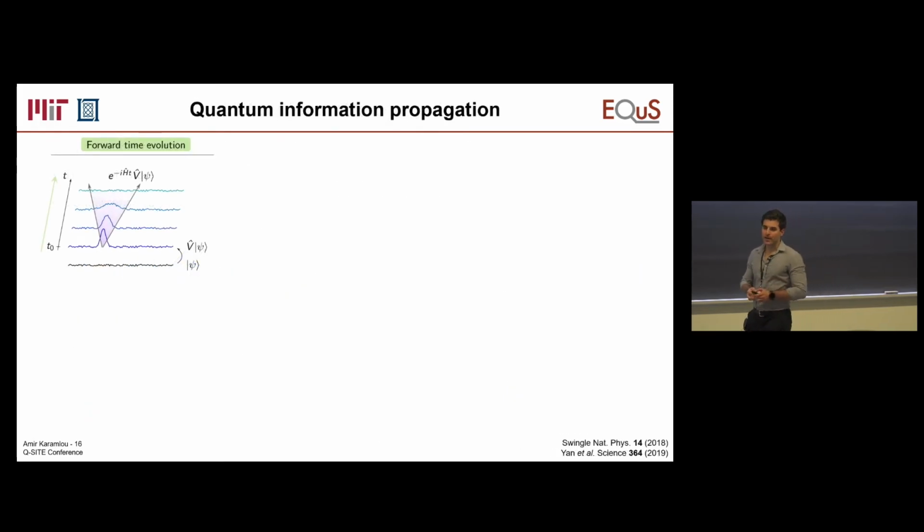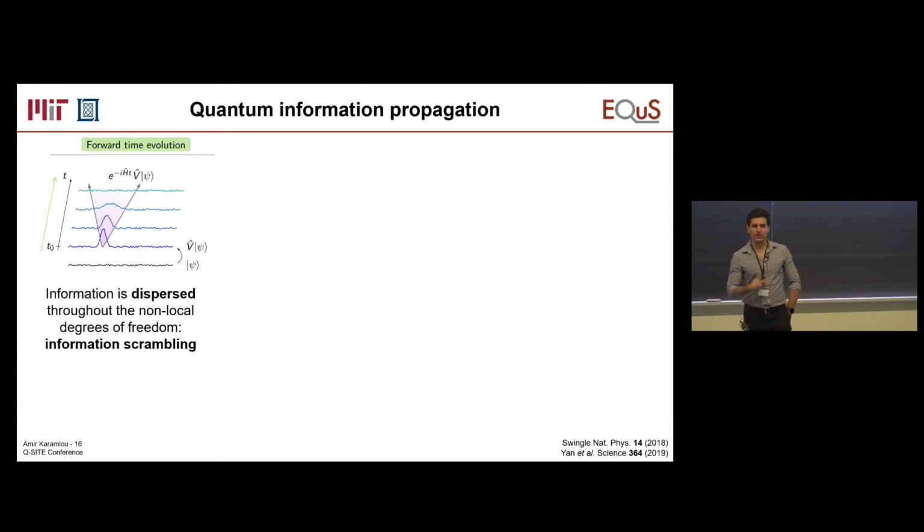OK, so with that, now let's talk a little bit more about quantum information propagation. If I have some bit of quantum information in my system, and you can think of it as an operator or some perturbation, like some event happening, as time progresses, the information is dispersed throughout the system. And this is called information scrambling. So in order to actually find out what the information was, I need to do some complex operations, not just on a single site where my information was added initially, but on the full system.